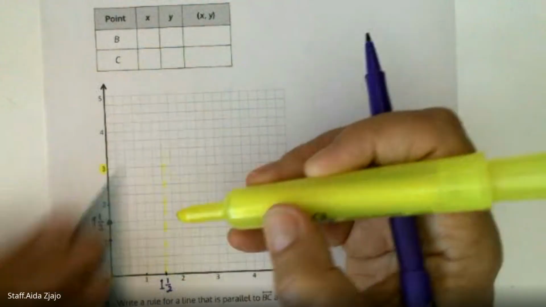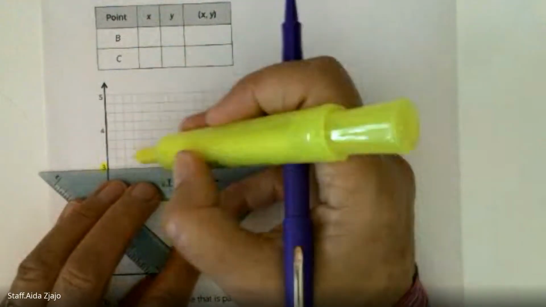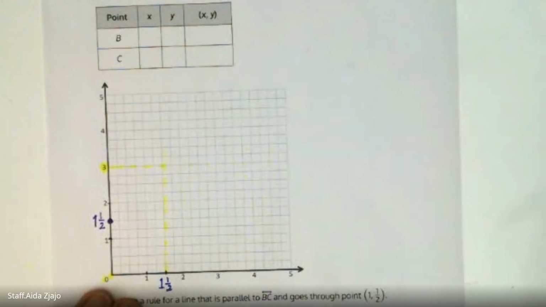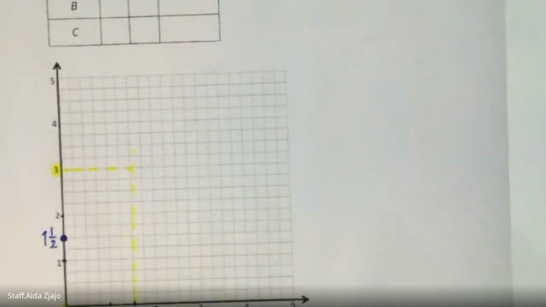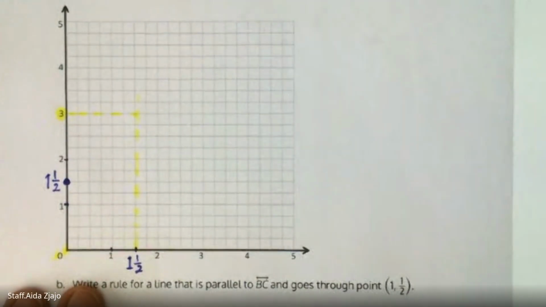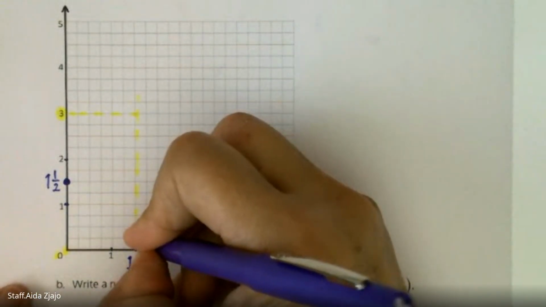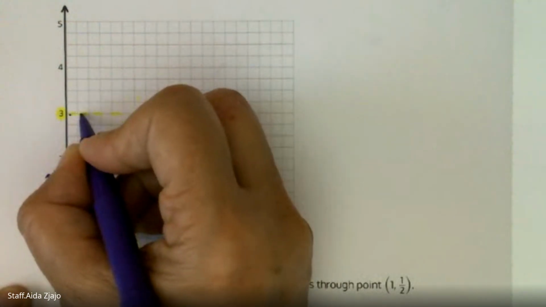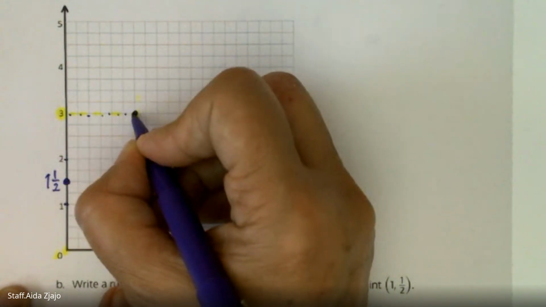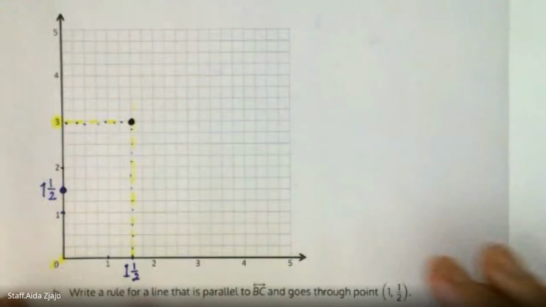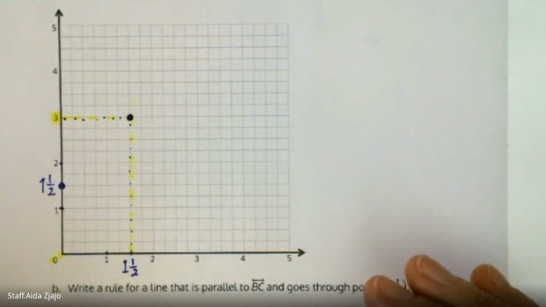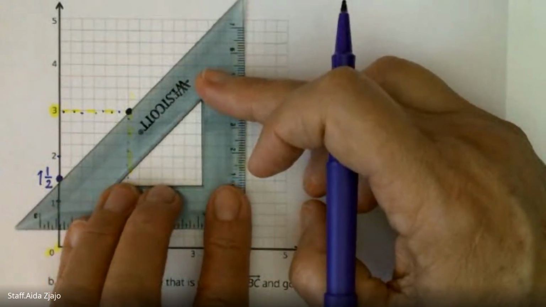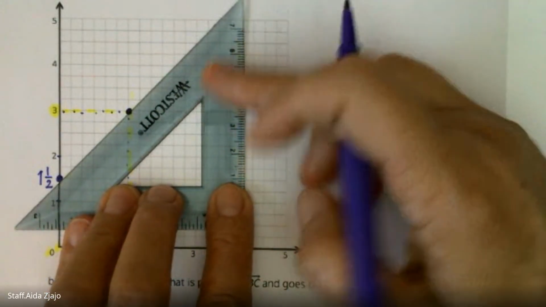I'm gonna do the little dashes here as well with my highlighter, so it helps me to figure it out. I'm gonna make it a little bit bigger. So from there I go up till I reach 3. So here's the next point. Now when I have 2 points, I can draw my line.